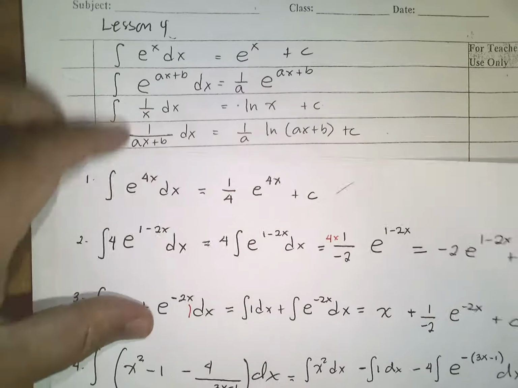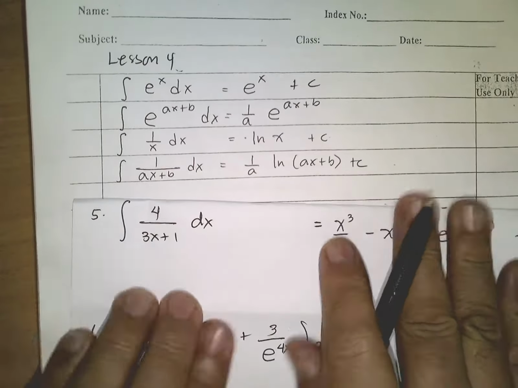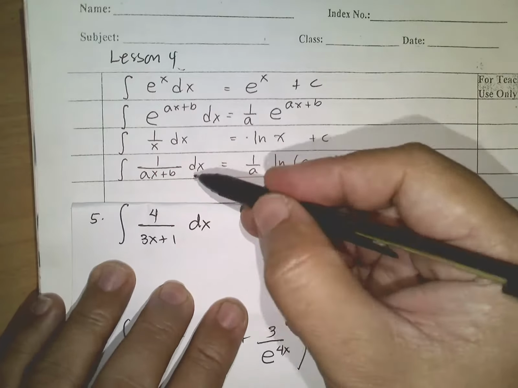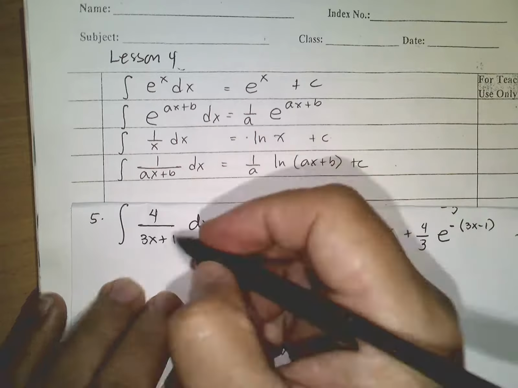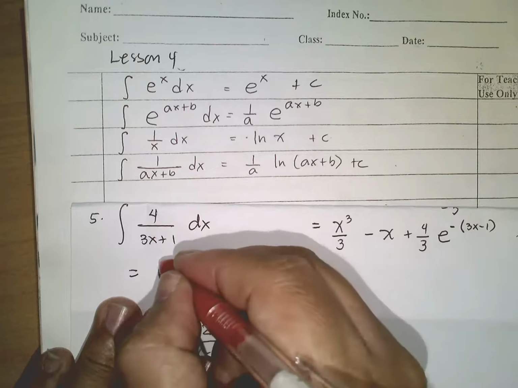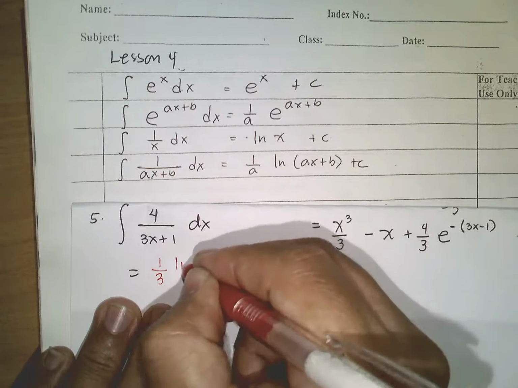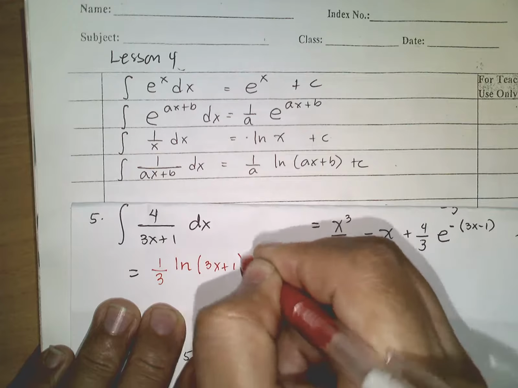This one here. So let me just fold my paper. So for number 5, we need to use this formula, and our a is 3. It says 1 over a. So meaning the integral of this is 1 over a. Your a is 3. Natural logarithm of the 3x plus 1.